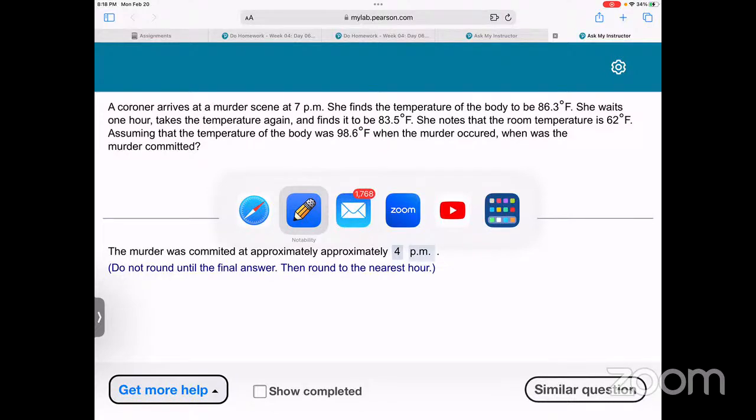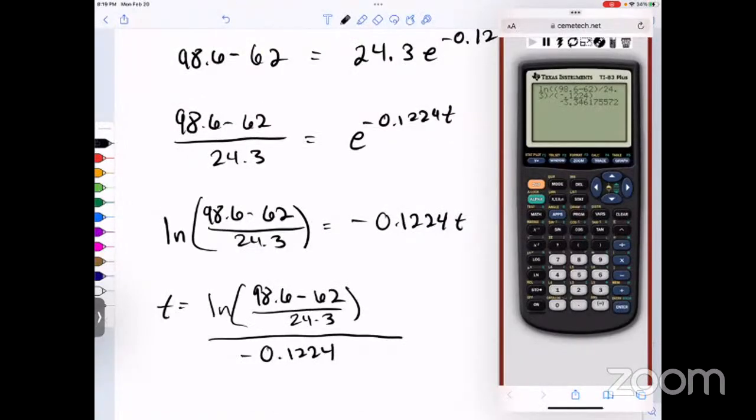Yeah. So it says to the nearest hour. So the nearest hour is going to be negative 3. Then 7 minus 3 is where the 4 came from. It's really like the late 3 o'clock hour, but they just want an approximation. So the nearest hour is 4 p.m. instead of 3 p.m. Does that make sense? Yes.